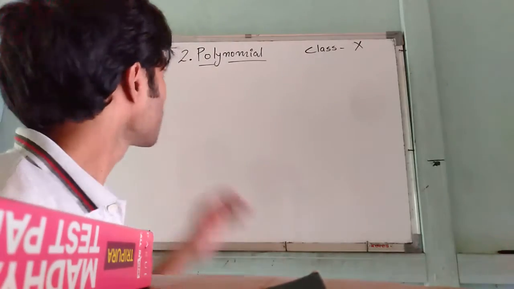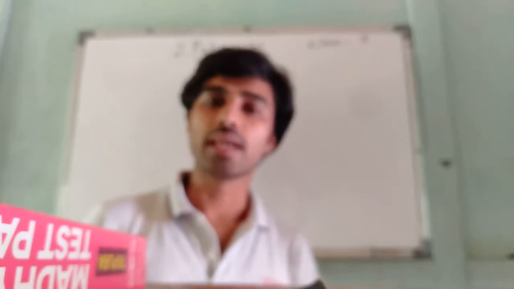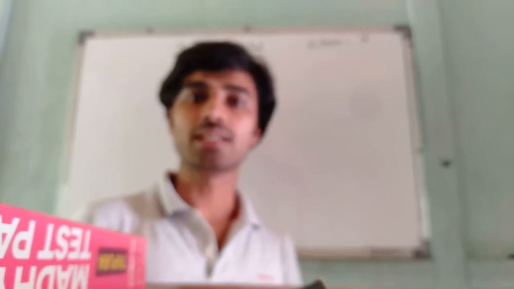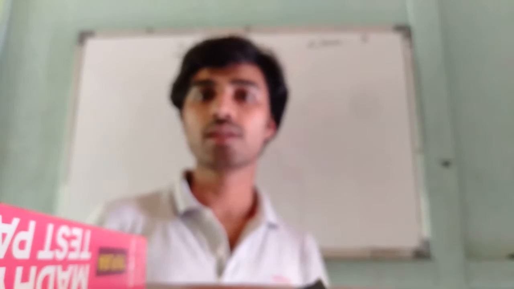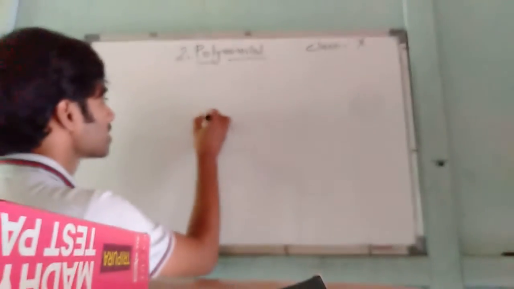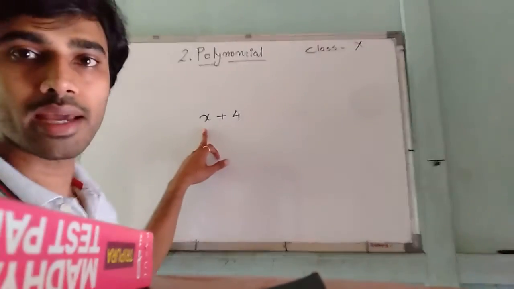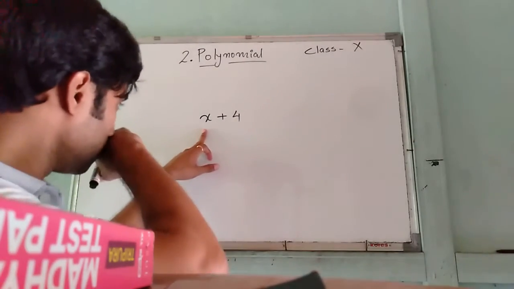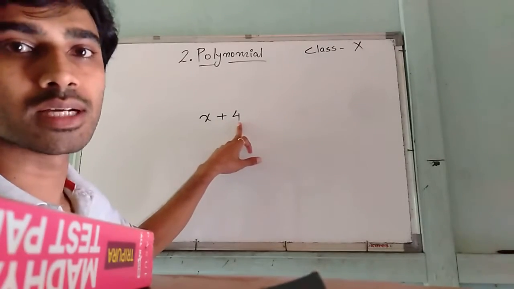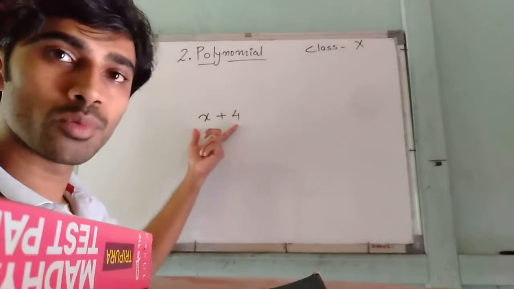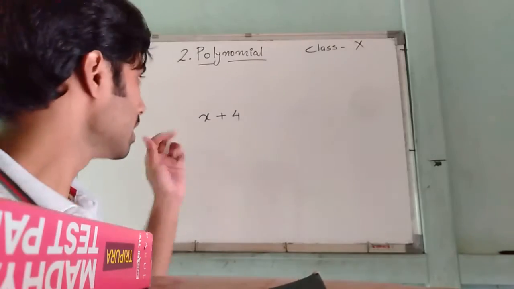So let's start. Polynomial, what do you mean by polynomial? Polynomial means any expression which contains variables along with the parameters of mathematics. Suppose I write x plus 4. Here x is the variable, plus is the operator and 4 is the constant term. So it is a polynomial, or more appropriately we can say it is a binomial, because there are two terms.